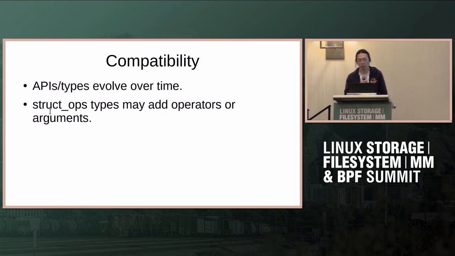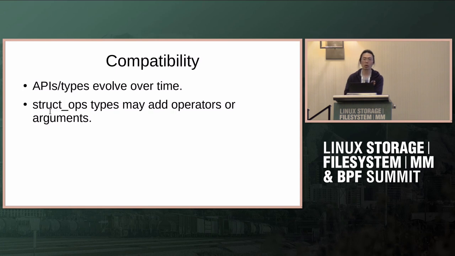The other improvement is about compatibility. We all know most APIs will evolve over time. We will add a new argument, a new data field, or add a new API, new functions. That's very common. So that also happens to struct ops types. When your module defines a type, that type may evolve over time to add a new feature or new data parameter into your type. So that causes compatibility issues.